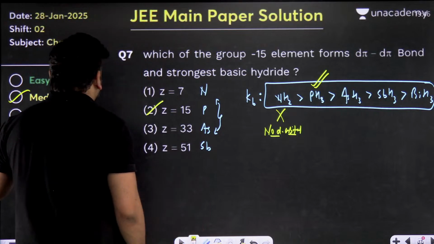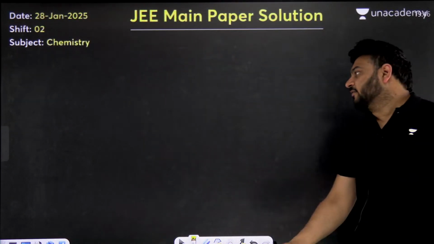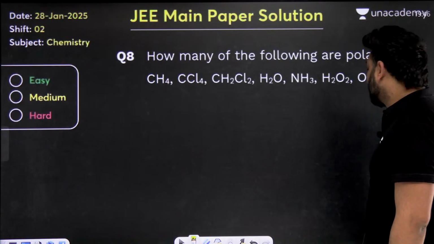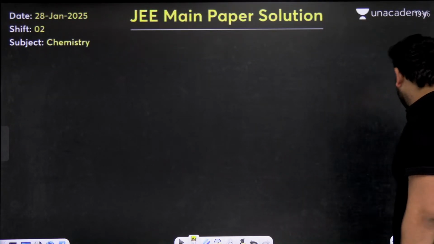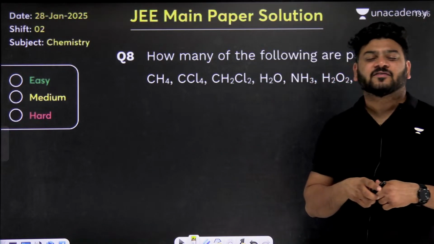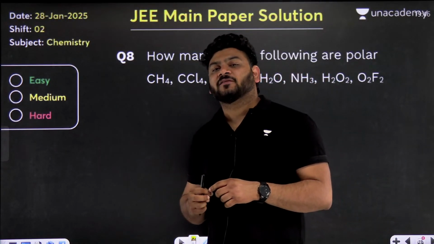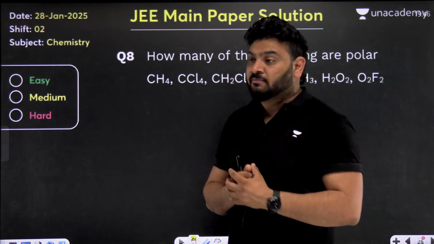You can mark it easy also. There is no explanation given, no problem. But there is a statement directly written in NCERT, and you can identify that statement saying that arsenic and phosphorus can also form d pi bonding with the compounds of transition metals.